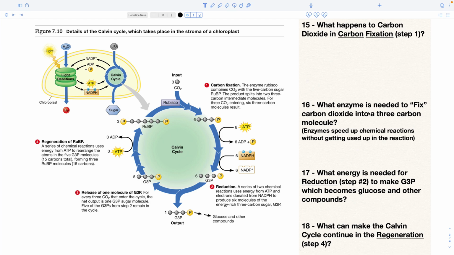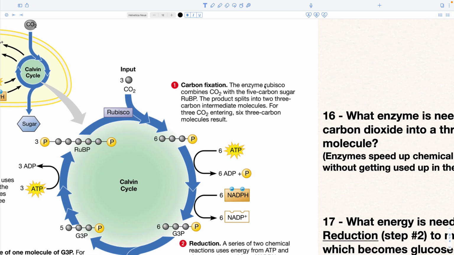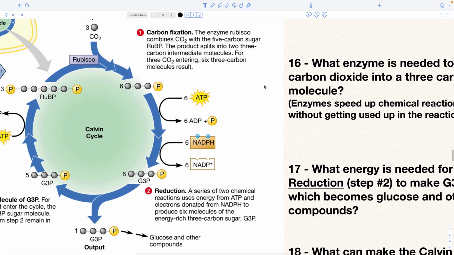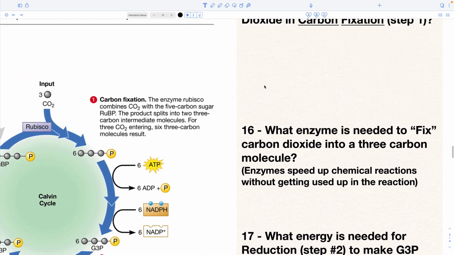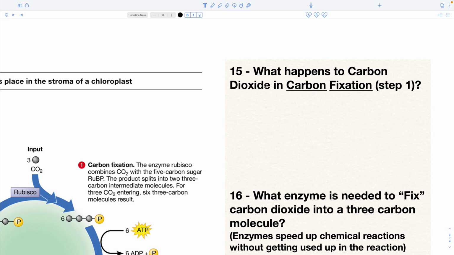So question 15, what happens to carbon dioxide in carbon fixation? Well, up here at the top, carbon dioxide is a gas. What's coming out on the bottom is a solid sugar. So you're having to fix a gas into a solid. That's what carbon fixation means. Carbon dioxide has to get fixed into another molecule to make it a solid. Are we going from a gas to a solid? Isn't that interesting that the food that we eat actually came from carbon dioxide gas in the air?